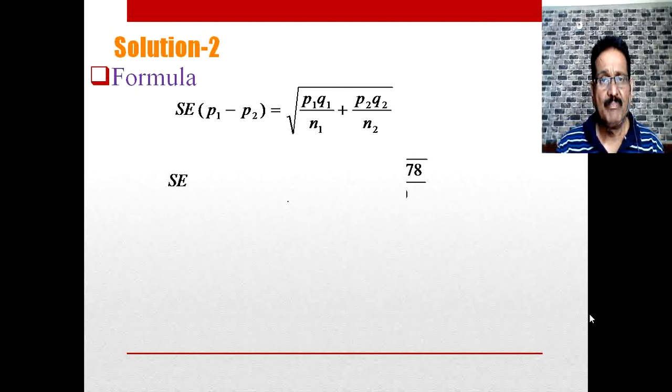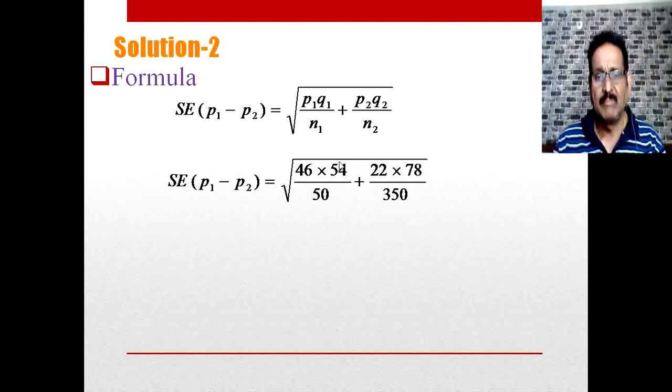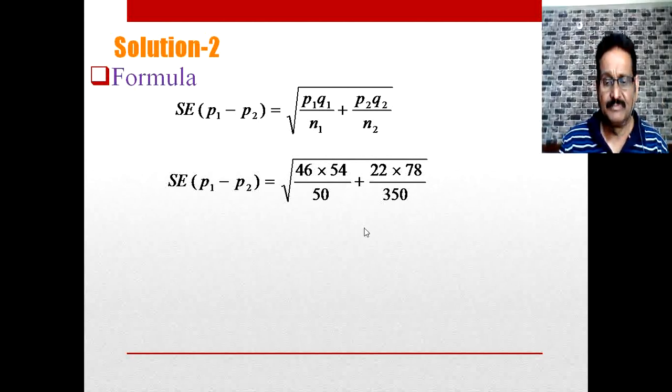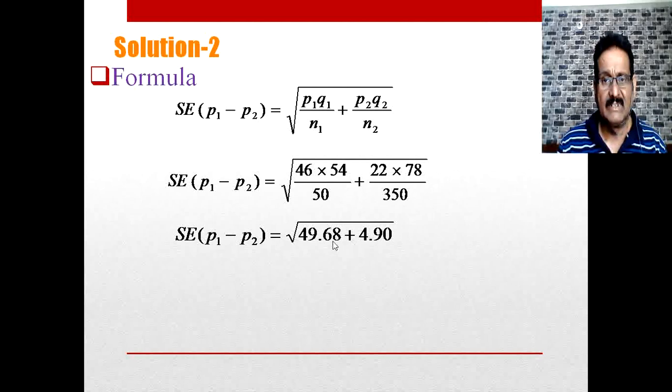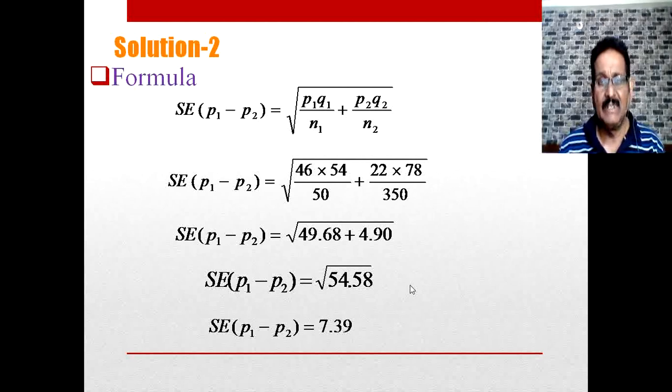So the formula for the standard error of P1 minus P2 is the square root of P1 Q1 upon N1 plus P2 Q2 upon N2. Here P1 and Q1 are 46 and 54, P2 and Q2 are 22 and 78, and the sample sizes are 50 and 350. When you solve, you will get 49.68 plus 4.90. You sum it, and get 54.5. When you take the square root, that is 7.39.